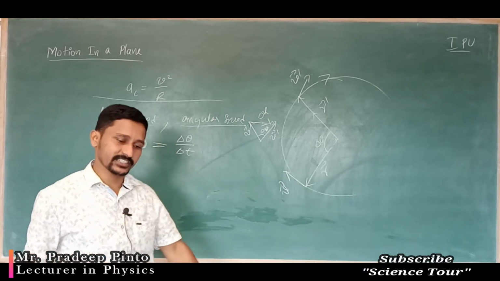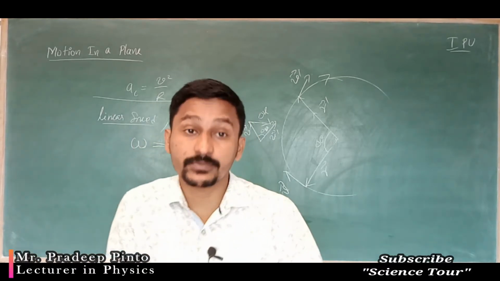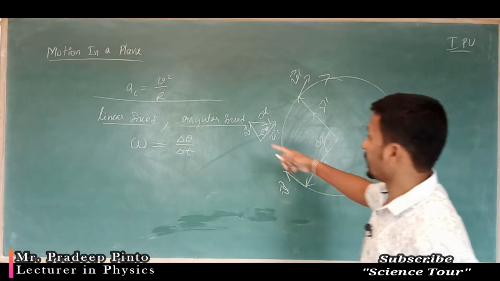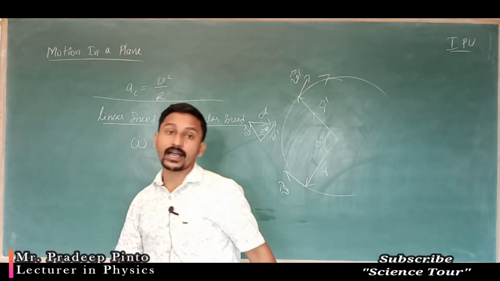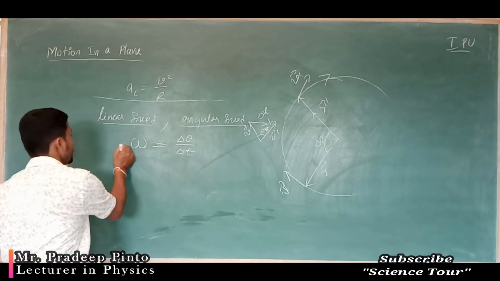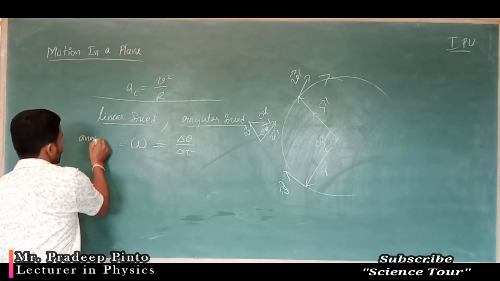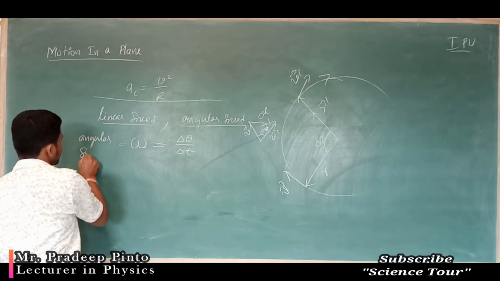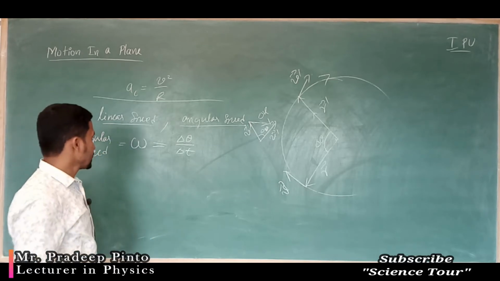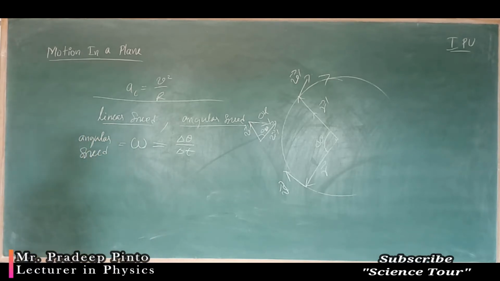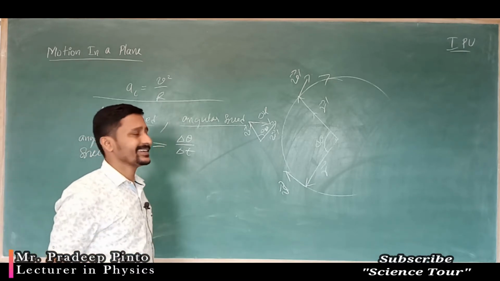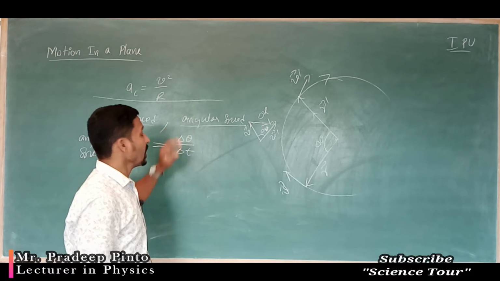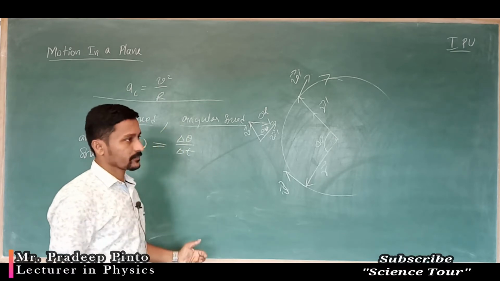What do you mean by velocity? The rate of change of displacement with respect to time. What do you mean by omega? Angular speed, I'll write down here. What do you mean by angular speed? It is omega equal to delta theta by delta t. Now why have we written delta? Delta is small displacement, small angular displacement, small time.